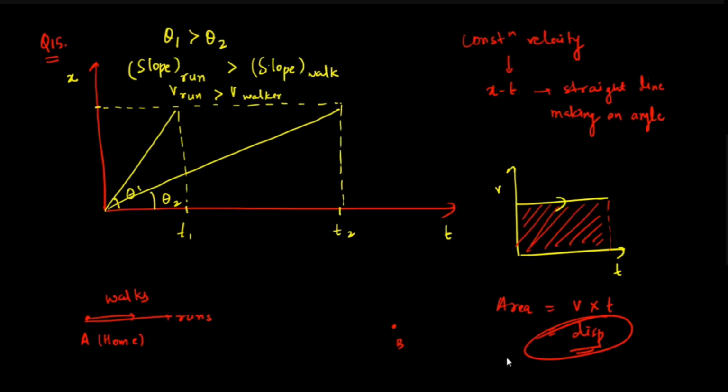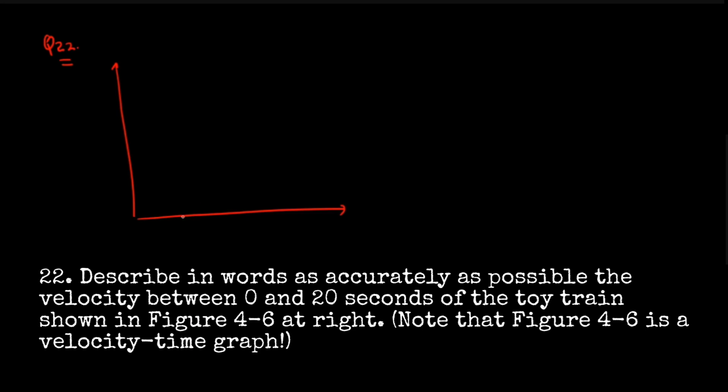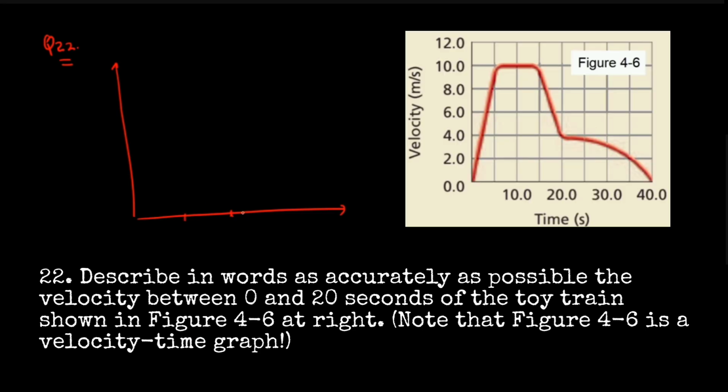So describe in words as accurately as possible the velocity between 0 to 20 seconds of a toy train shown in figure 4.6 at right. So we have to describe this graph in words accurately. Let's see what the graph says. So it is still 40 seconds. So let us draw the timestamp 10, 20, 30, 40. And the velocity is supposed to be 2, 4, 6, 8, 10, 12.